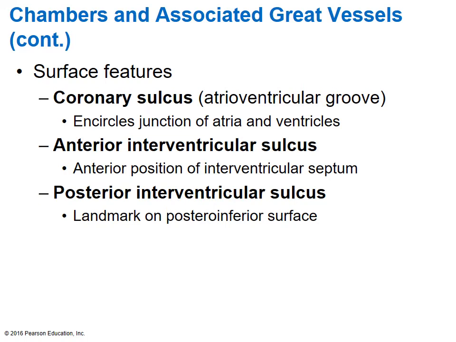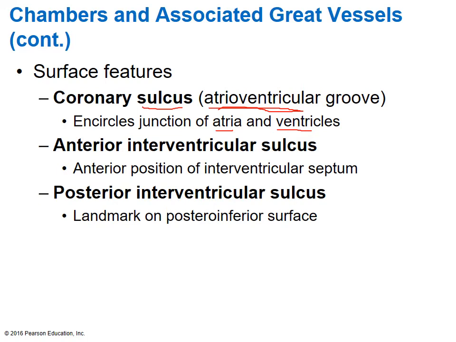A sulcus is a groove, and oftentimes inside of the grooves you'll have different blood vessels that will anchor their way in, and they'll use that to, in essence, just stay localized within the heart or any other organ. Now, when it comes to the heart, we're going to look for the coronary sulcus and the interventricular sulcus. The coronary sulcus also goes by the AV groove, which is called the atrioventricular groove.